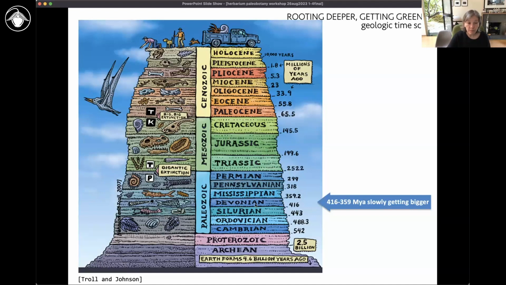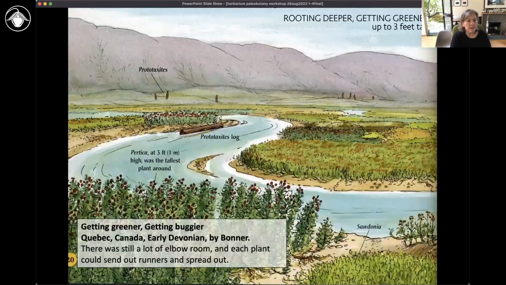And today, in this third module, we're going to look at the Devonian, the whole Devonian. So roughly 416 to 359 million years ago, when plants are slowly getting bigger. Vascular plants evolved already. Non-vascular plants were, of course, also still around. And gradually, the plants started to get bigger and bigger through the Devonian. And by the end of the Devonian, there are really big trees on the landscape.